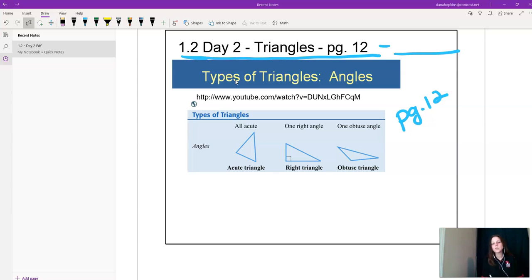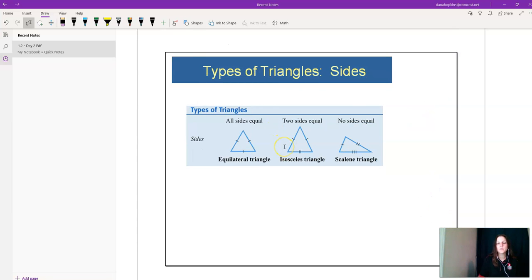So there will be some questions in the assignment about, can you have more than one right angle in a triangle? And kind of look at this picture and think about that. If a triangle adds up to 180, could you subtract 90 and then have an additional 90 left to split amongst two angles? So kind of ponder that thought, and that will be a question that comes up in the assignment.